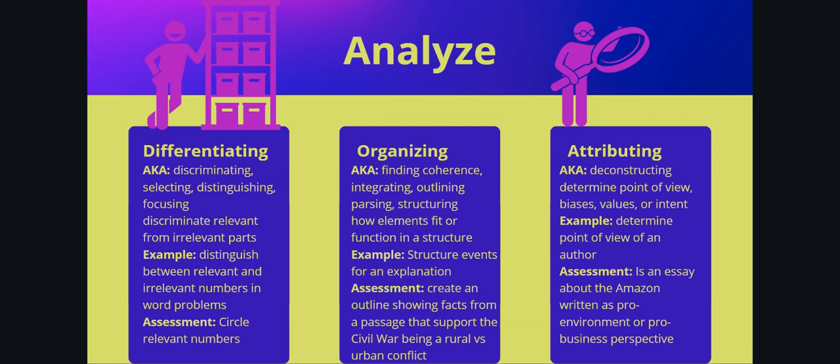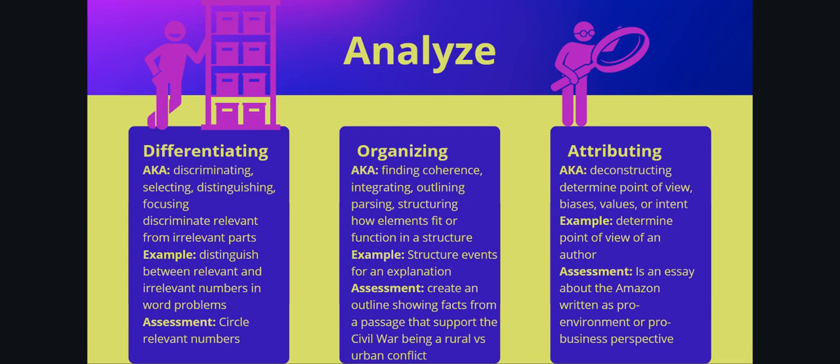And finally, attributing, which is when learners are able to determine the point of view, values, bias, and intended meaning from learning materials. These skills are seen as important to hone as they are an extension of the understanding level of taxonomy. Examples of differentiating could include asking students to select relevant numbers in word problems, and the assessment would be having them circle those relevant numbers.